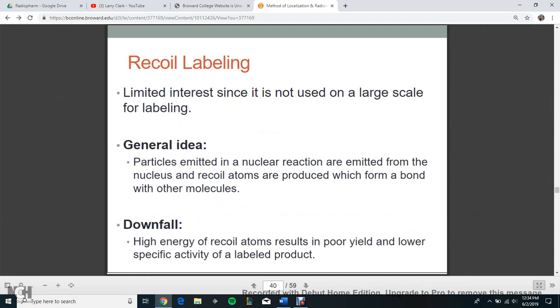Recoil labeling. Limited interest since it is not used on a large scale for labeling. General idea: particles emitted in a nuclear reaction are emitted from the nucleus, and recoil atoms are produced which form a bond with other molecules. The downfalls: high energy of recoil atoms results in poor yield and lower specific activity of a labeled product.